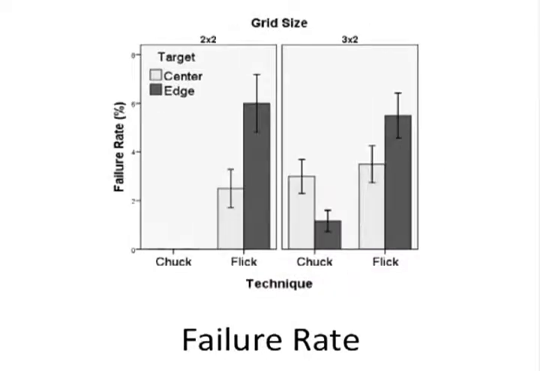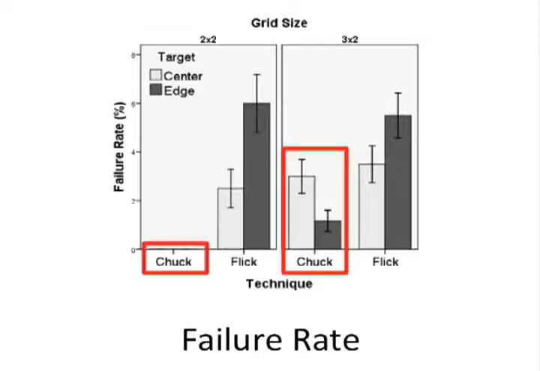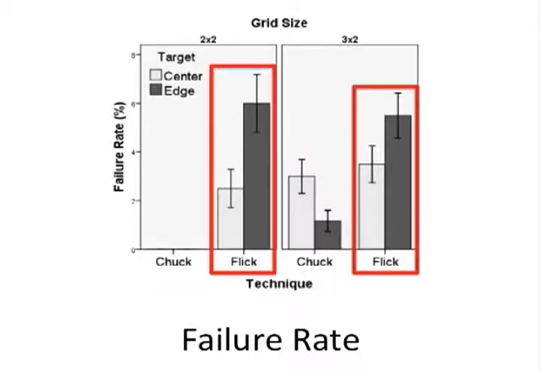Failure rate. After 5 attempts, we ended the trial and recorded it as a failure. Overall, participants failed on 20 trials with chuck for a failure rate of 1%, and on 88 trials with flick, resulting in a failure rate of 4.4%.